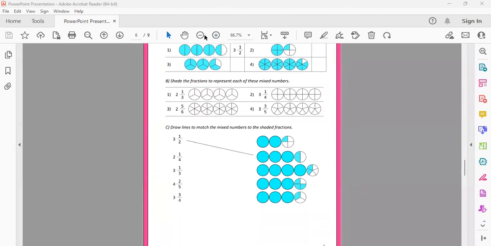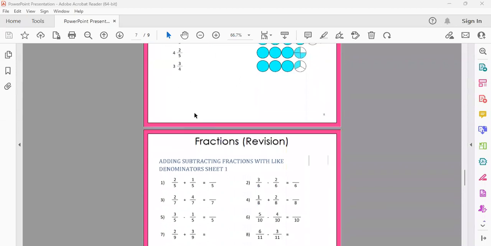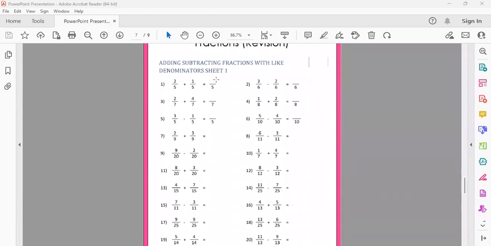And then exercise C is rather a simple one, asking you to draw lines to match the mixed numbers, which is this one, to the shaded fractions. Okay, I believe you can do that. Now the next page is where you go and do your addition of fractions.